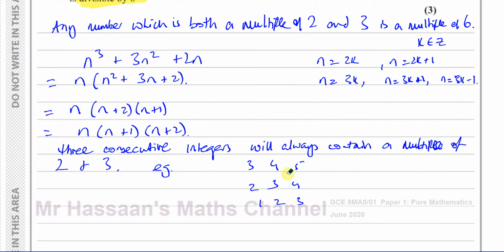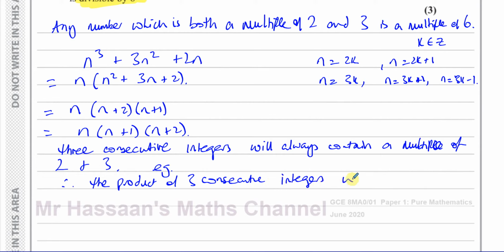Okay, and of course, of 3 numbers, one of those numbers is going to be a multiple of 2 as well. So 3 consecutive integers multiplied together, you'll be multiplying a multiple of 2 and a multiple of 3 together, so you'll end up with a multiple of 6. Okay, so 3 consecutive integers will always contain a multiple of 2 and 3. So therefore, you can say the product of 3 consecutive integers will always be a multiple of 6.